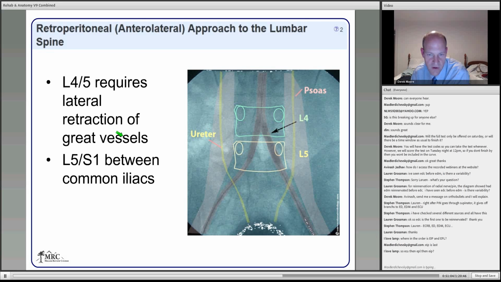So when you're doing this approach, you're usually doing it to do either a fusion at L4-5, a fusion at L5-S1, or a total disc replacement at one of these, or some type of anterior corpectomy with decompression.